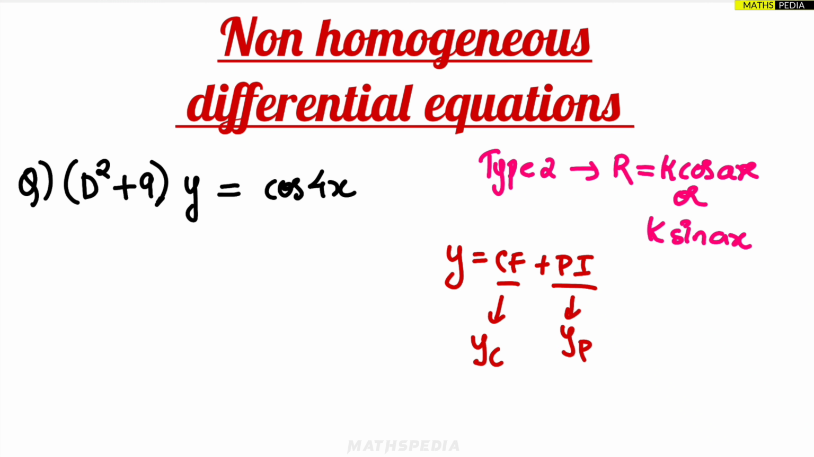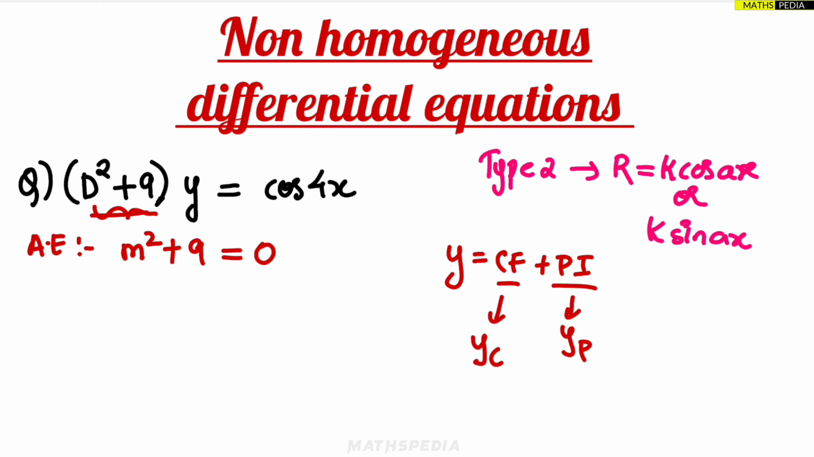The summation of both YC and YP will give you the total solution of the given equation. Starting with it, the equation is already given in D, so we can directly go with the auxiliary equation, which is given by just replacing D with M. We only have to consider the bracket part. So m square plus 9 is equal to 0. From this we have to get the value of m.